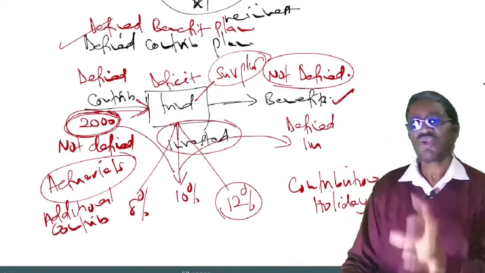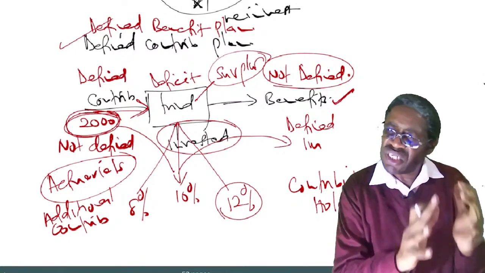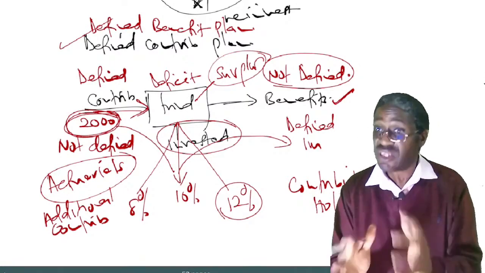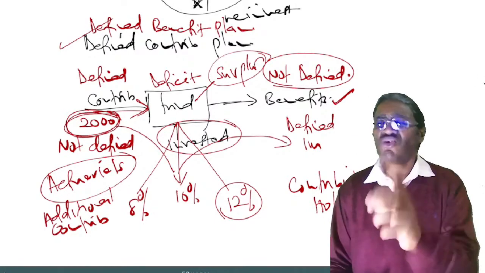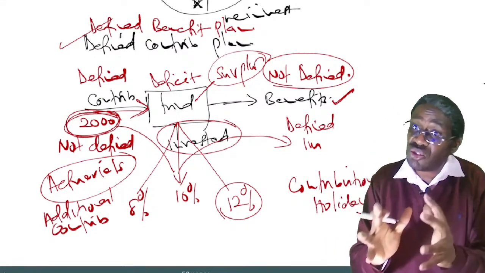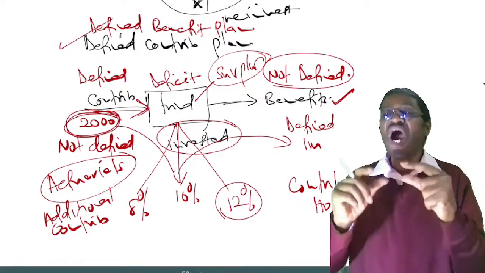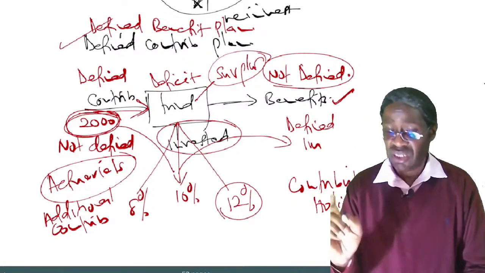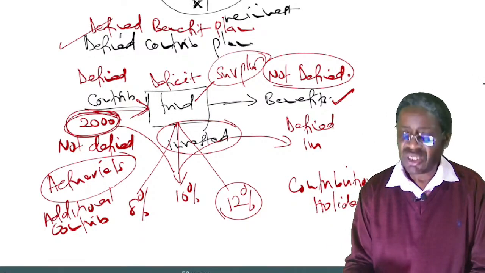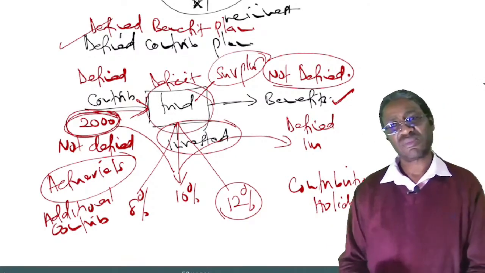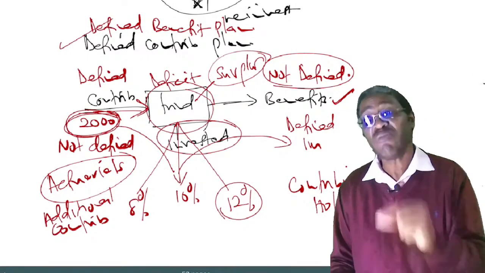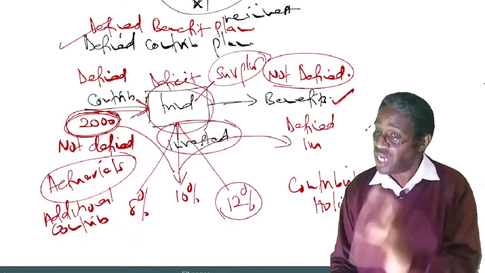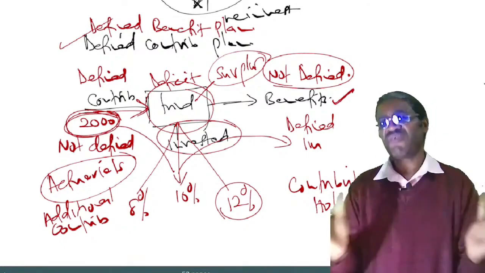What's funding? I told you, as an employer, every time you are sending contributions to the fund or to whoever is the funding agent, you are funding that fund. So we defined funding as the process of making contributions into the fund so that those contributions may be invested by the funding agent, and then the funding agent will pay the benefits at the date of retirement. That's simple on how we defined funding.